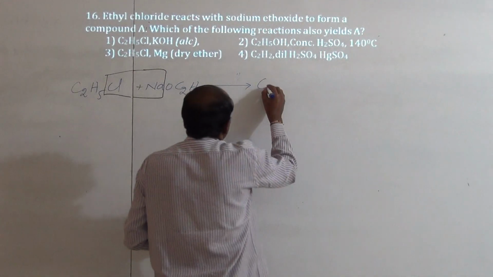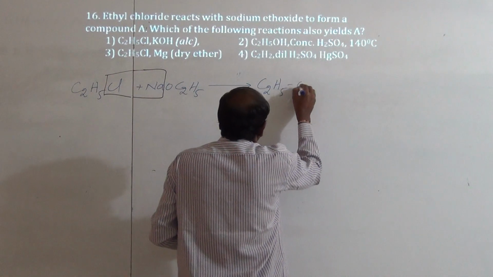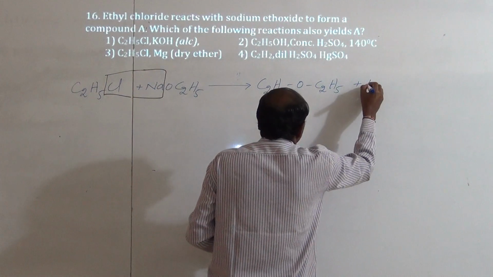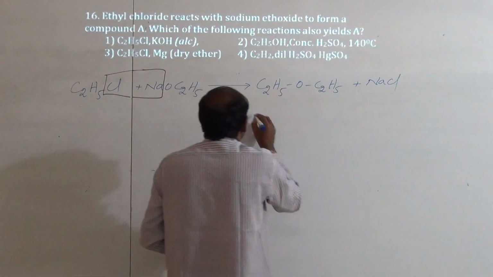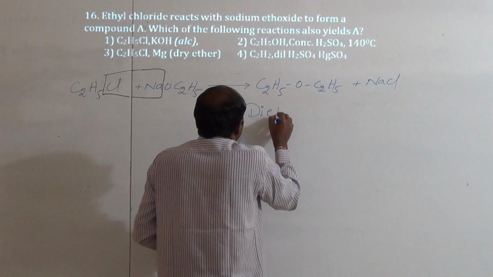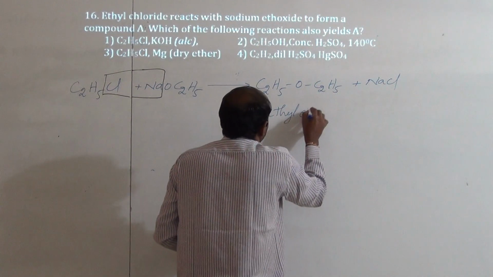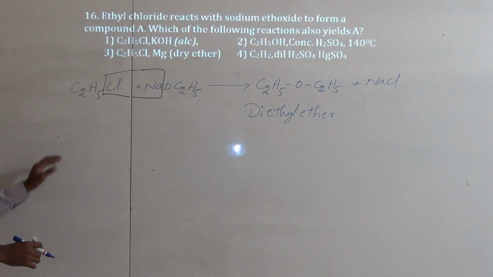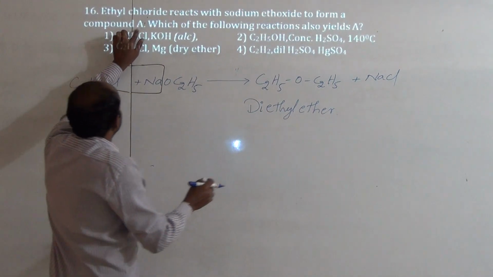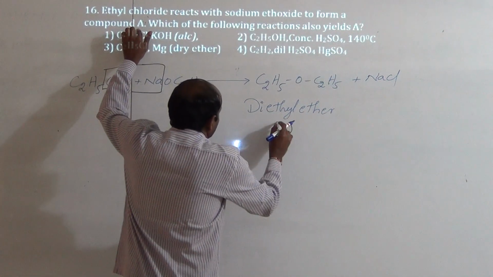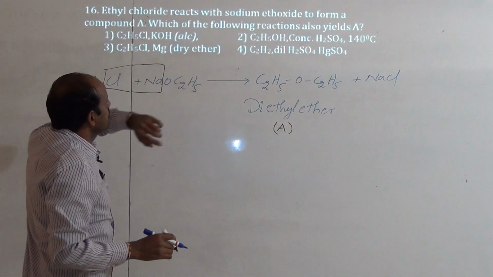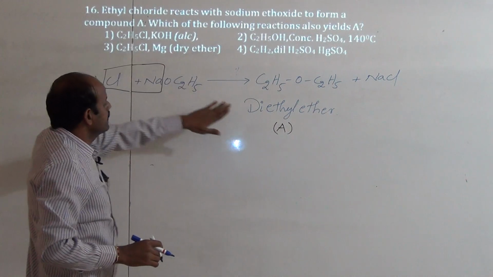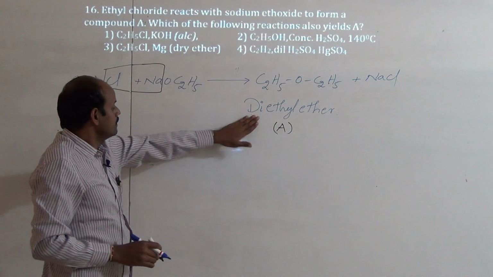Thus we get here C2H5OC2H5, diethyl ether is formed. NaCl removed. So they given it as A. Next, which of the following reactions also yields A? Then in which option do we get diethyl ether? That is the question.